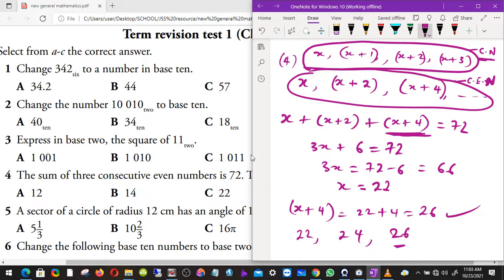What did you use? What did you use as consecutive numbers? Karen, when they talk to you, respond. What did you use as your consecutive even numbers? Did you use x? So what did you use? n? The next one? No. Listen up.